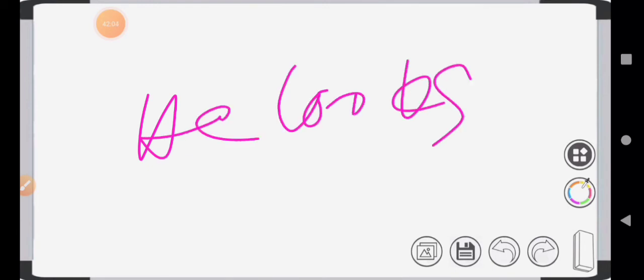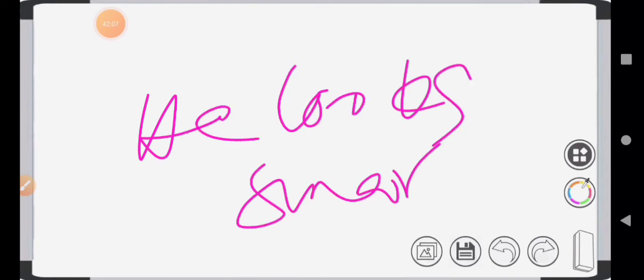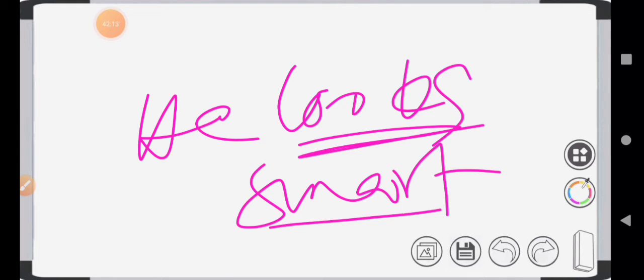For example, he looks smart. Looks is a sense verb. Smart is an adjective. It is a complement. Most of the linking verbs are followed by a complement, not an object. That is the major difference. You should understand, my dear students.